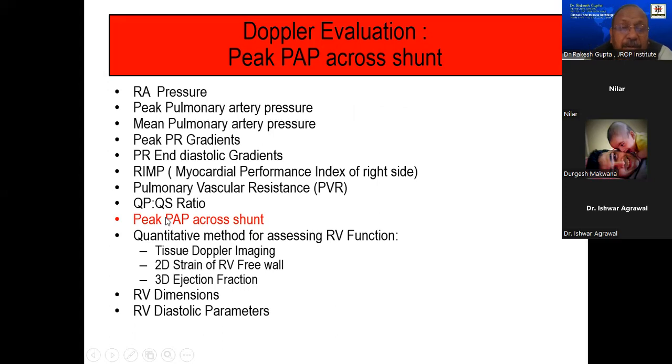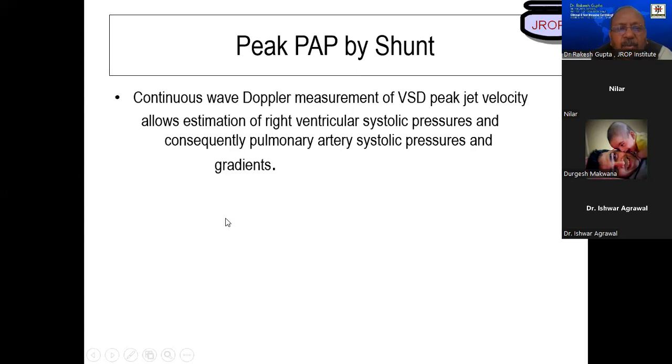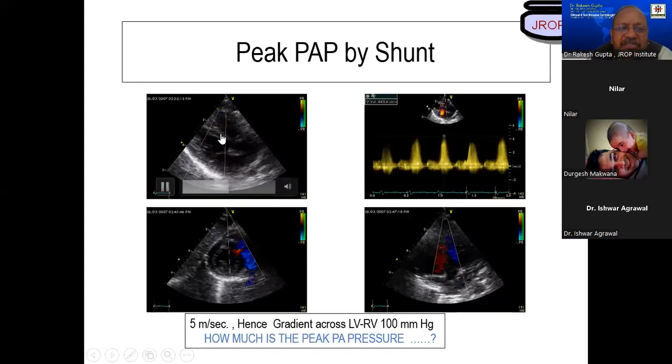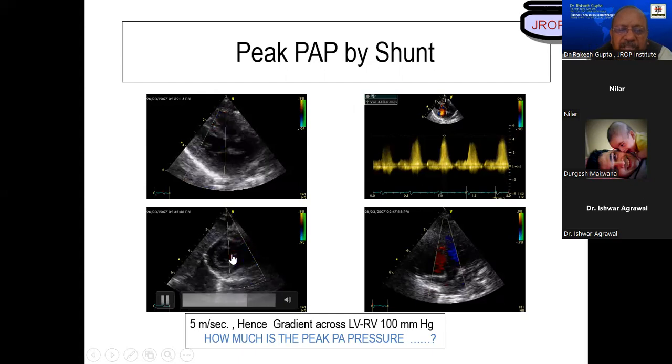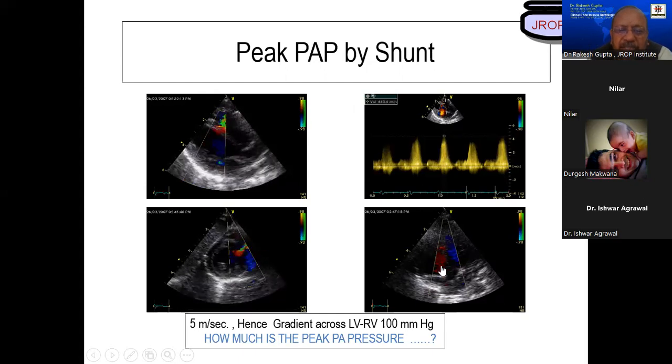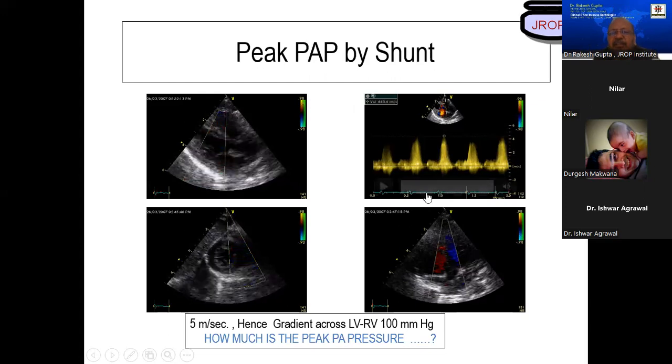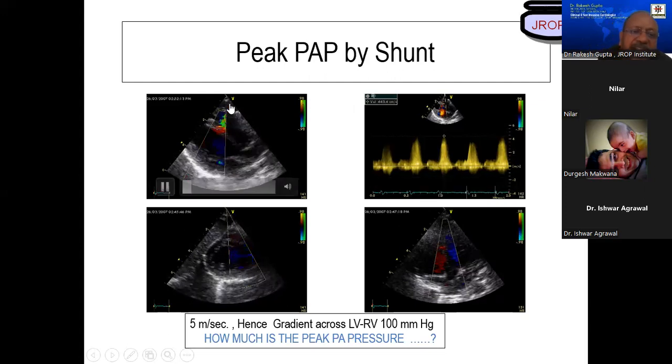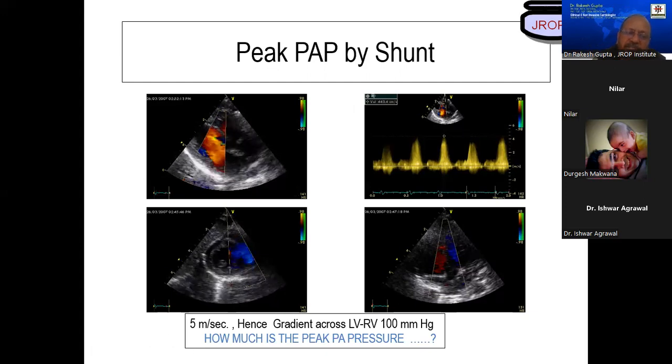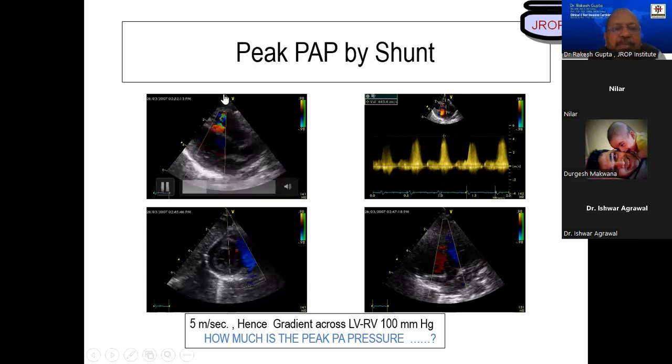Another thing is we can calculate the tricuspid regurgitation jet or peak pulmonary artery pressure by the shunting method. What is that shunting method? Suppose I've got a VSD over here. This is another part of the VSD short axis view, and this is another part of the VSD. Once we take a TR jet, once we take a gradient across this, we can calculate pulmonary artery pressures. Now you can ask how. This is RV, this is RA, right? If I put my cursor across this, there is a shunt in the VSD.